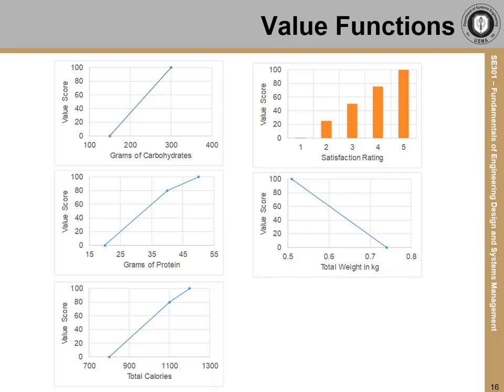Third, you can also tell the ideal value for each value measure. Since 300 grams of carbohydrates corresponds to a value of 100 on its graph, the ideal value would be 300 or more. If a meal had 350 grams of carbohydrates, for example, it would still only score 100 on the value scale. We'll use these functions to determine the value scores on each value measure for a candidate solution.